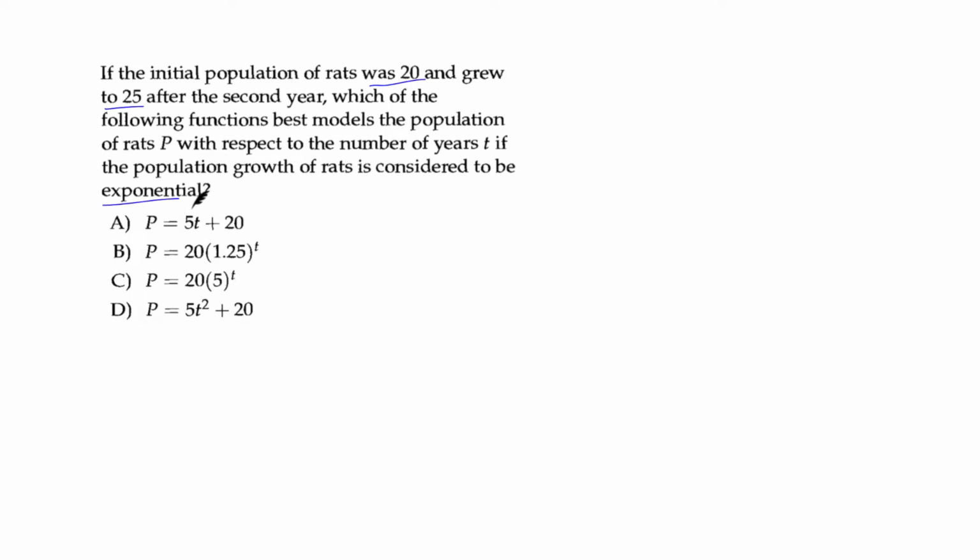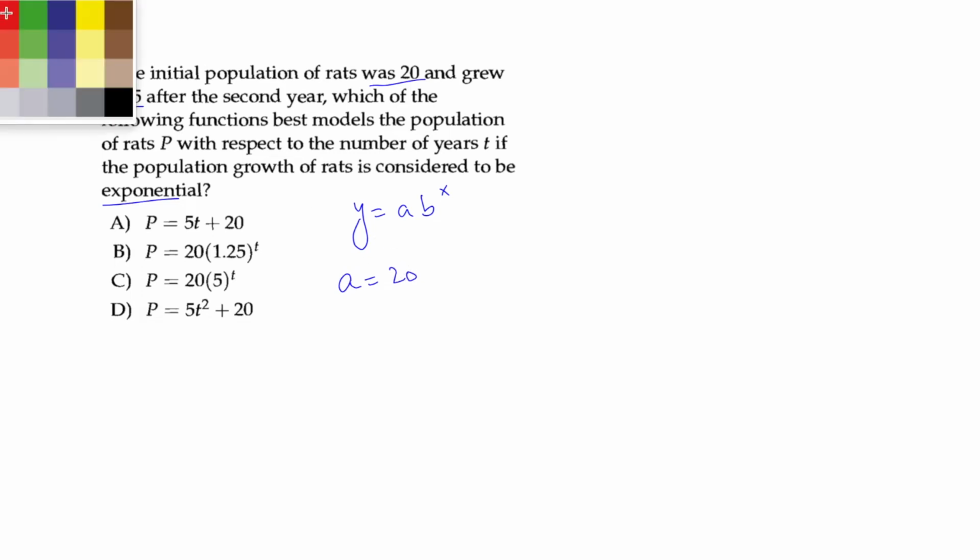We are already told that the function is exponential, so we are looking at this equation, y equals a times b to the power x. And we already know that the initial count is 20. Now, what's the growth factor? What is basically b?